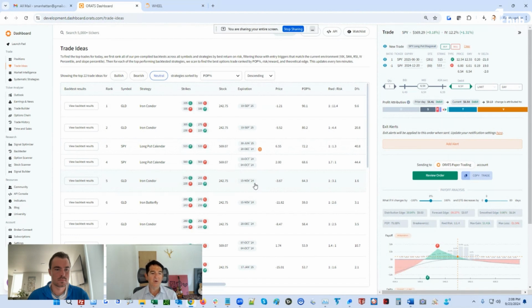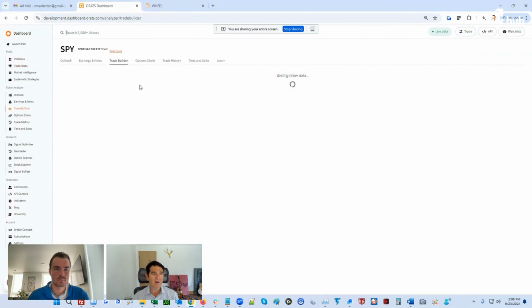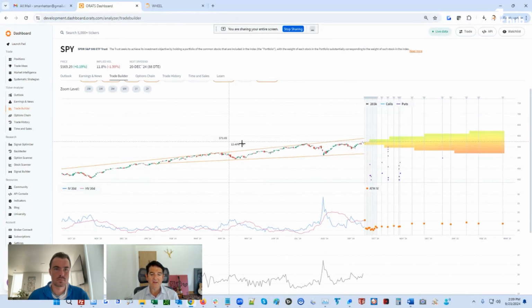So, are you good at choosing direction? For example, I like to check out certain symbols and see if they're in a channel like that. If it's a tight enough channel, you could put an iron condor within that channel. This is a pretty wide channel right now in SPY.